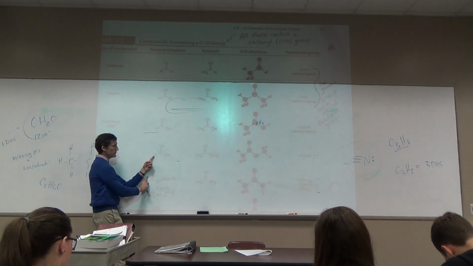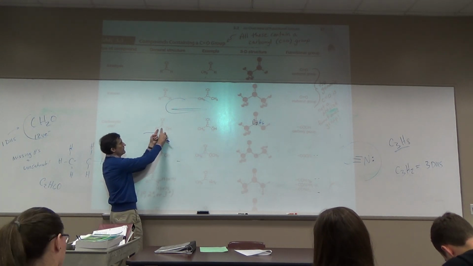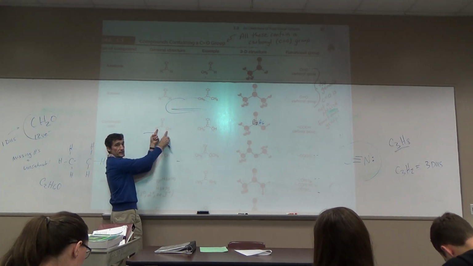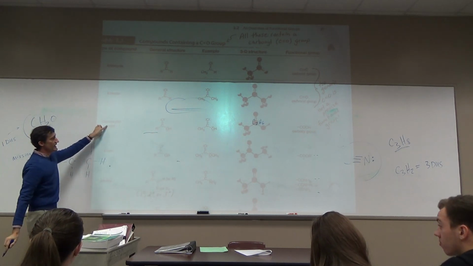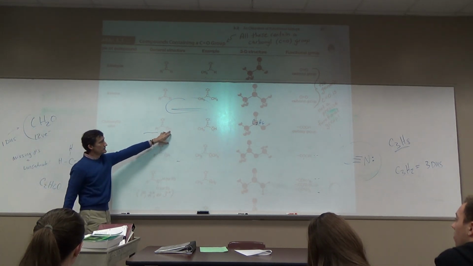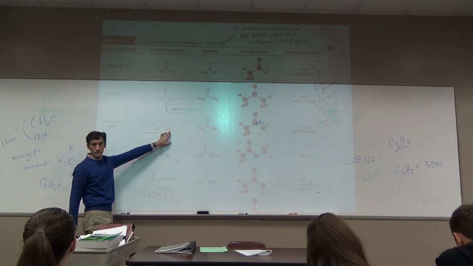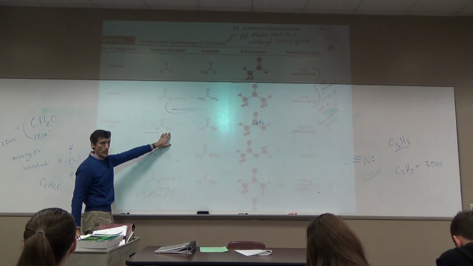Carbonyl with 1 R group and then an oxygen here with an H, an OH, that's a carboxylic acid. And this hydrogen is acidic. This is one of the most acidic functional groups.